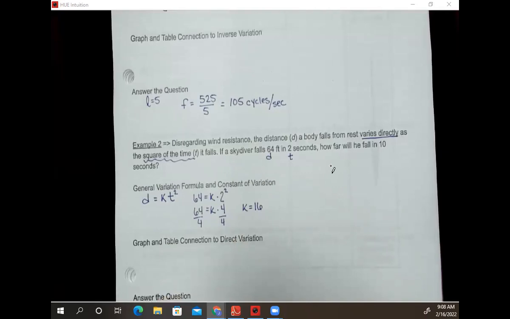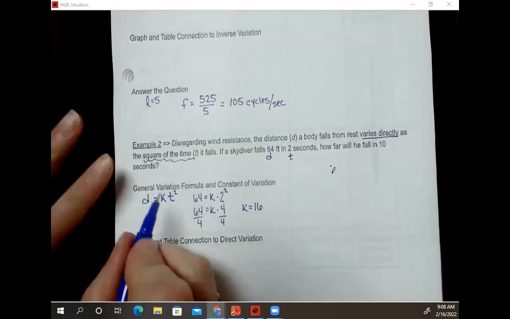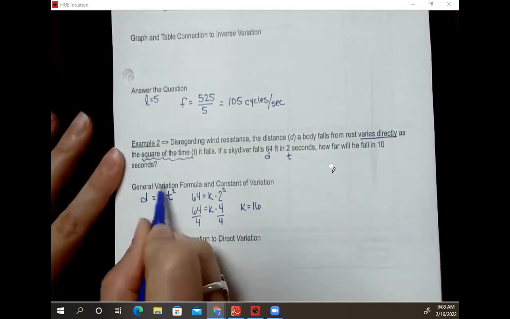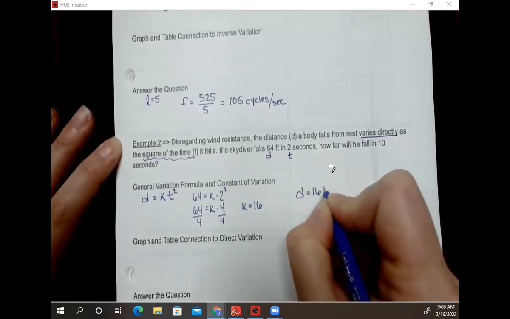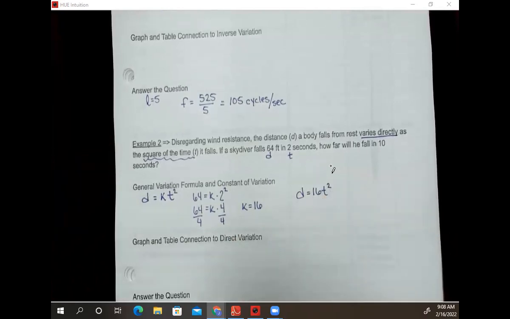Now to have an equation that I can actually use to answer the question that they asked me, I want to take that k value and plug it in to my general equation here. So d equals 16 t squared. So we get a little quadratic here.